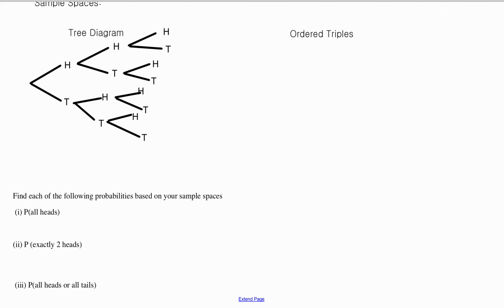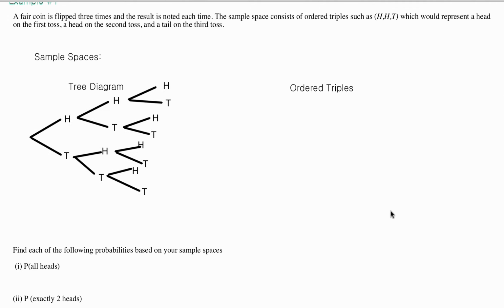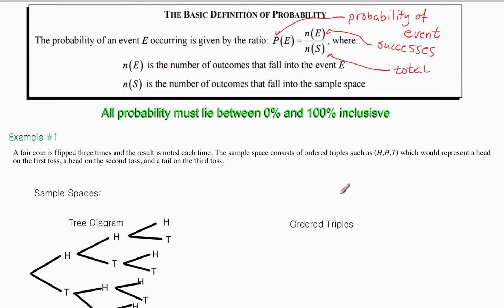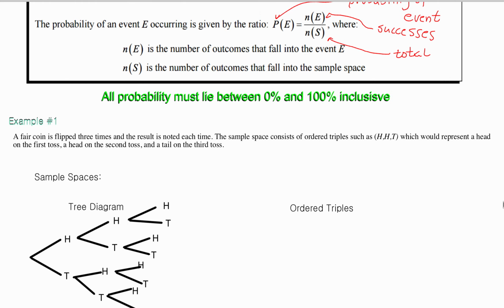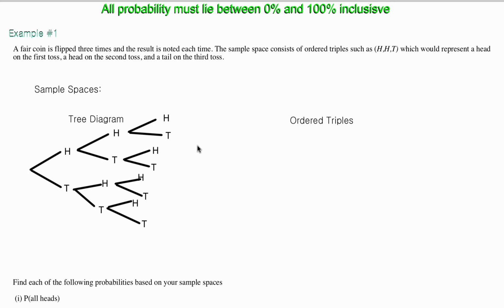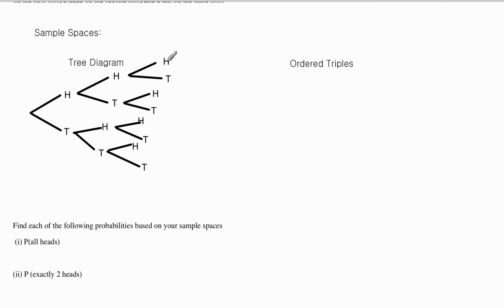So if we were to come back up here and we look at this probability again, remember the number of outcomes that fall into the sample space. So the total number of outcomes, if I flipped a coin 3 times, is 1, 2, 3, 4, 5, 6, 7, 8. So there are 8 total outcomes, because that was the last branch of our tree.